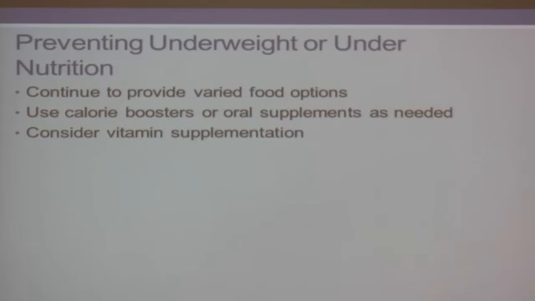So preventing underweight or undernutrition, it's always important first and foremost to continue to provide varied food options. So even though a child may not accept a wide variety of foods, it's always good to continue to offer and provide those options.